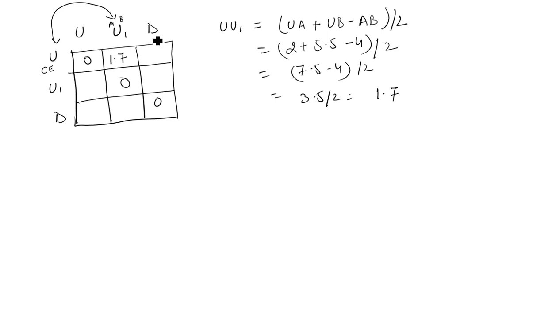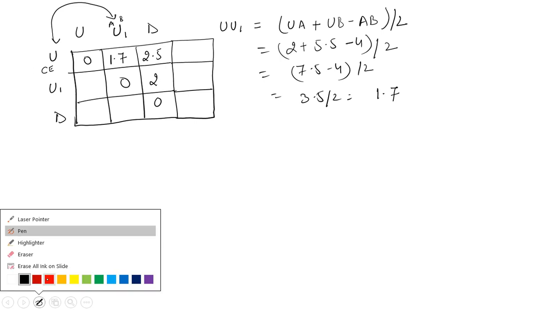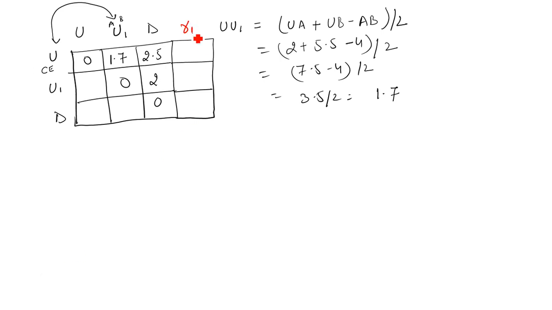Now pause the video and do all this calculation. These values will be 2.5 and here it will be 2. So now our new matrix is again ready. What do we do here? For the next iteration, again we have to calculate the Ri.